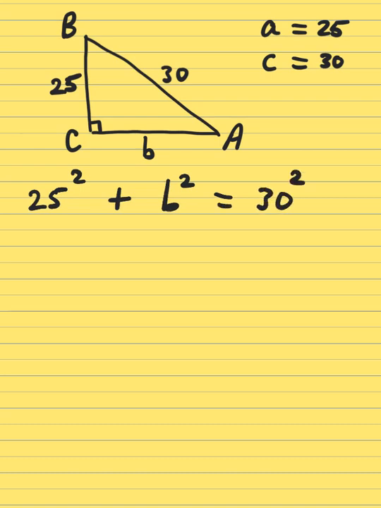When you set up the Pythagorean Theorem equation, the hypotenuse will always be alone and squared. So a squared plus b squared equals c squared. The hypotenuse squared will be isolated. Okay, so let's take 25 squared. That gives us 625.